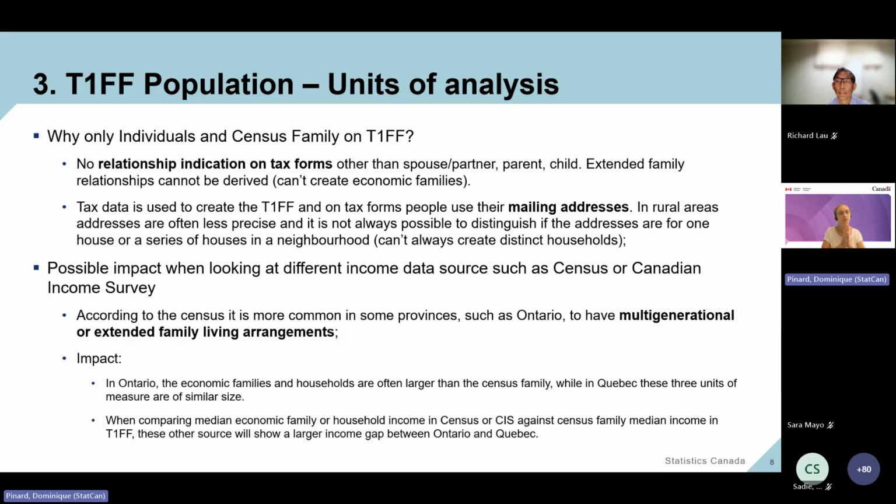So if you were to compare data at the household level between Quebec and Ontario, it could show a different scenario than if you were to compare census family level data between the two provinces. It's just important to keep in mind the difference between units of analysis as you are doing your research and as you might want to combine various data sources together, as it might lead you to very questionable conclusions in your projects.